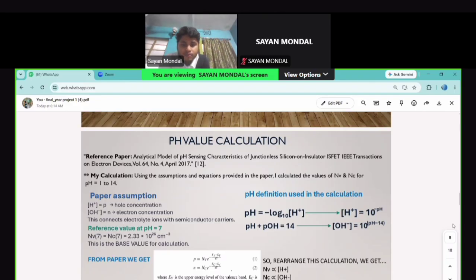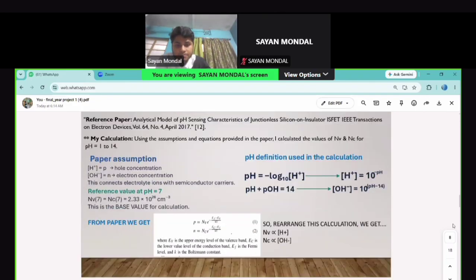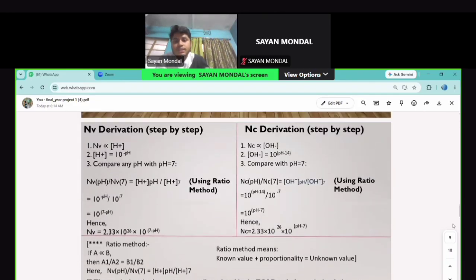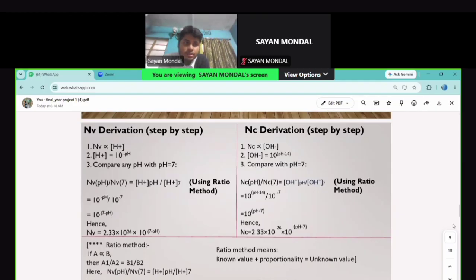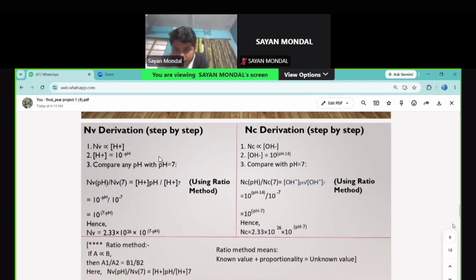And after this we used the ratio method. Ratio method means, for example, yesterday I had 5 apples and today I have 10 apples. That means the ratio is 10 by 5 equals 2. That means the known value multiplied proportionally gives the unknown value. So the Nv at pH means the unknown value and Nv at 7 is the known value.